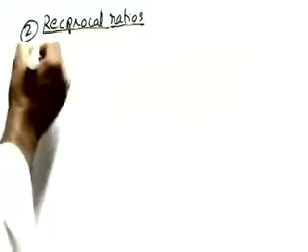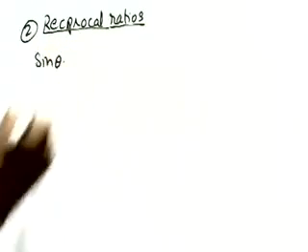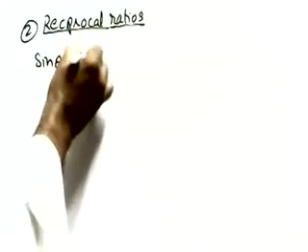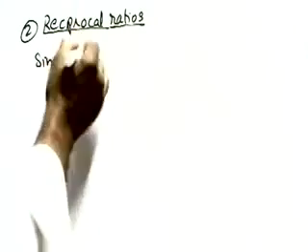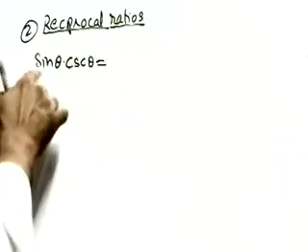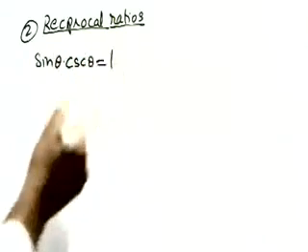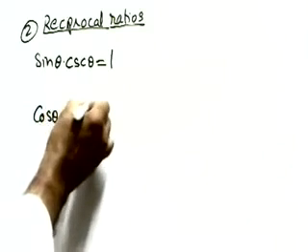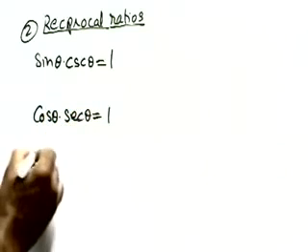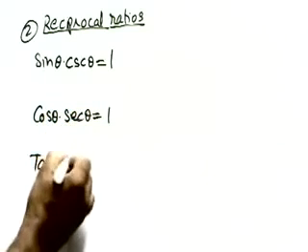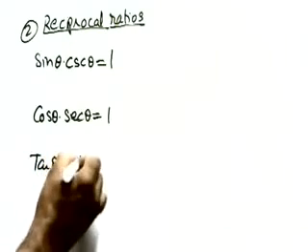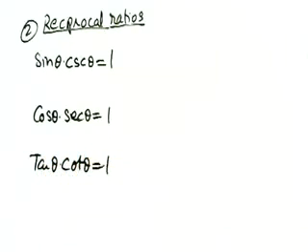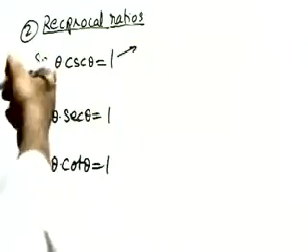Now let us see reciprocal ratios. Just now we have seen sine theta. Its reciprocal will be cosec theta, which can be written shortly as CSC theta. If we multiply these two, we get 1. In the same way, cos theta and its reciprocal secant theta multiply to 1. And the next one is tan theta, its reciprocal is cot theta. If we multiply these, we get 1.